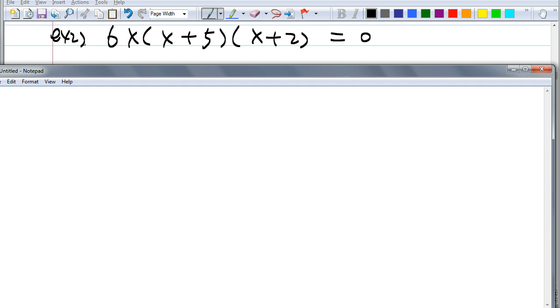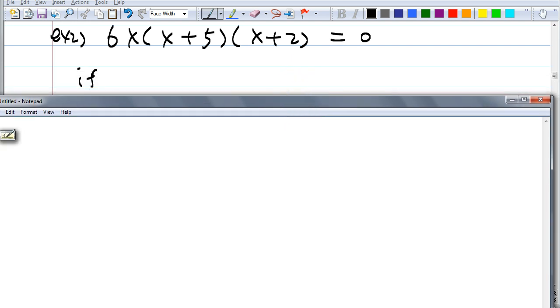Are there 3 answers to this? Yes. So there's going to be 3 answers, whereas the other one we had 2, right? What if I had 4 factors? How many answers do you think? Yeah, I'm going to get 4. That's the idea. Does that make sense? So this is only true if what? Who could tell me? What's the first case? Yes. If 6x equals 0, or what else? x plus 5 could be 0, right? That's the second case. What's the third case?